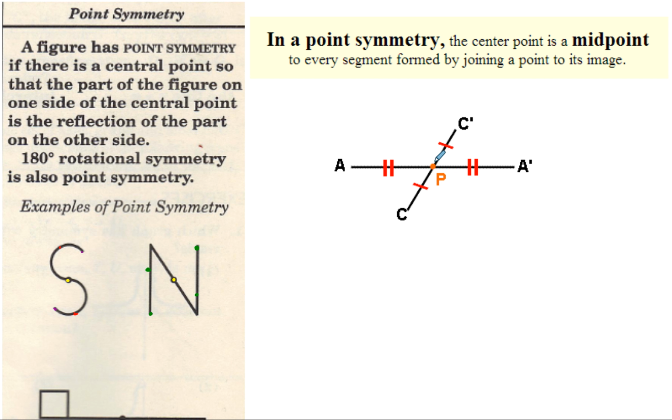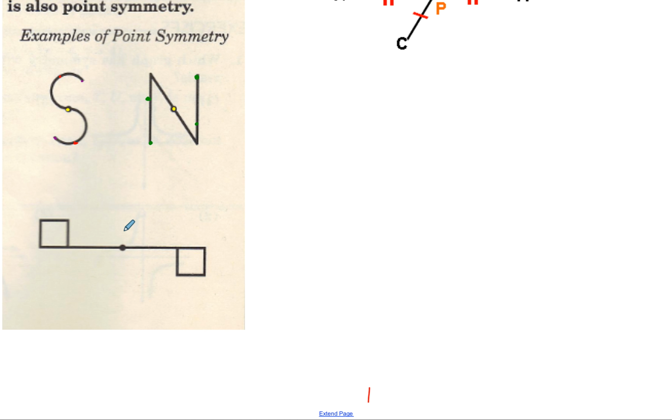And think of it as two lines that intersect at a midpoint. Every point on this side of line PC prime will reflect over point P and will map onto PC. Same thing with AP. Any point on the line AP, when reflected over point P, will map onto PA prime. And the same thing over here. Here's just another example. If this is your midpoint, any point that is on this figure, when reflected over this midpoint, will map onto the figure itself. And there you have it. That is the essence of point symmetry.